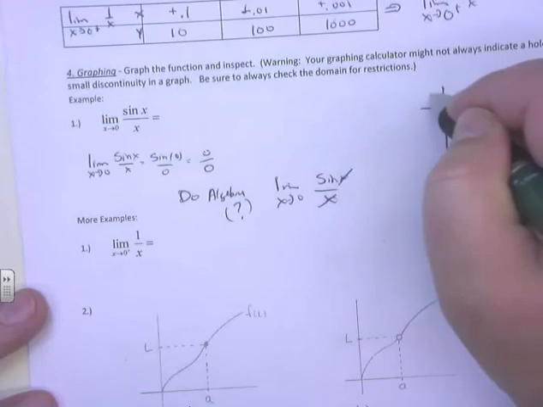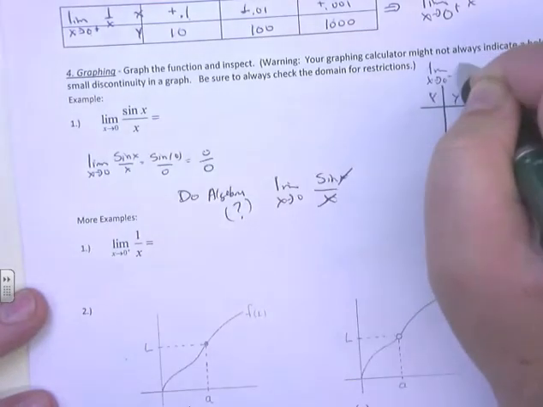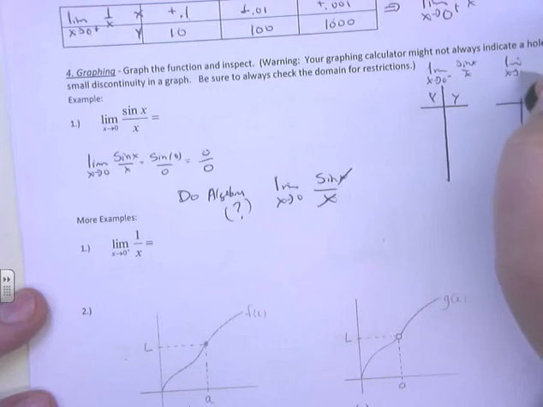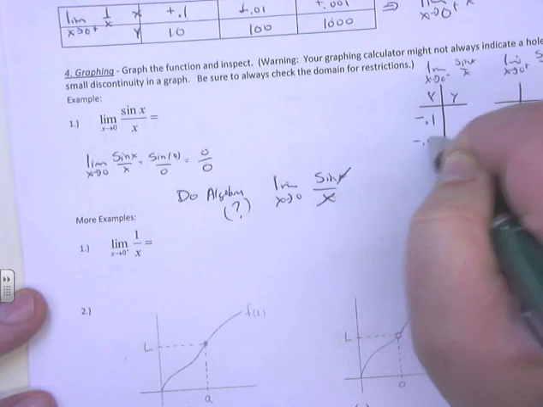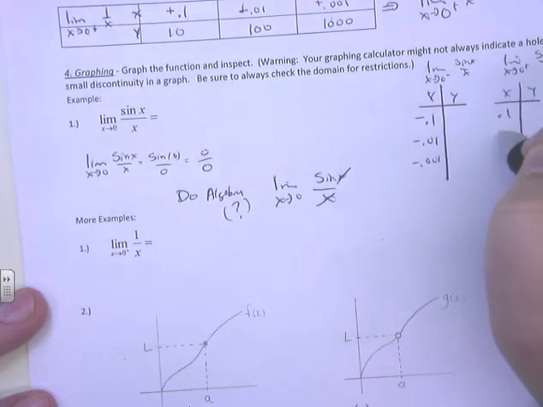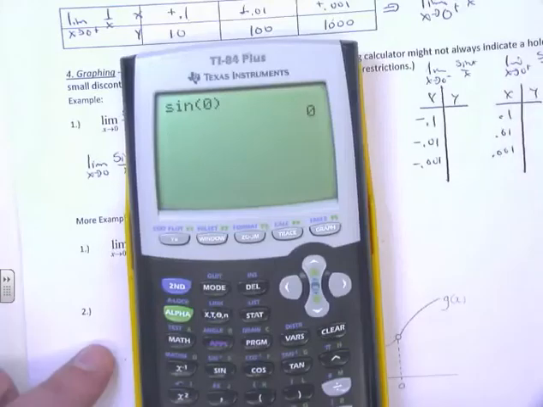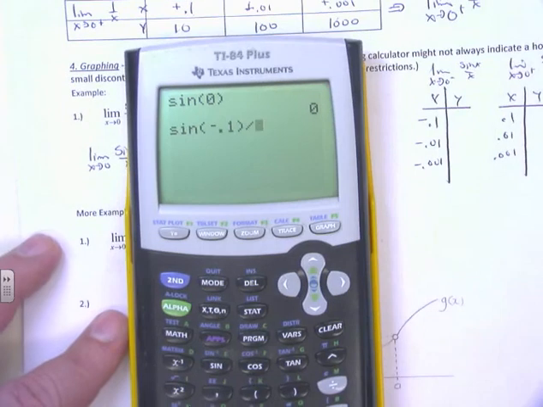So on this one, x is going to approach 0, and I have to take the limit as x approaches 0 from below of the sine of x over x. I'm going to take the limit as x approaches 0 from above of sine of x over x. From below, I'm going to plug in numbers like -0.1 and -0.01 and -0.001. And from above, I'm going to plug in 0.1, 0.01, and 0.001.